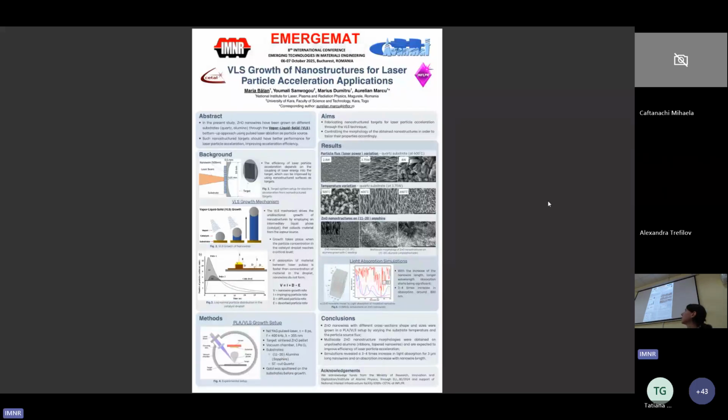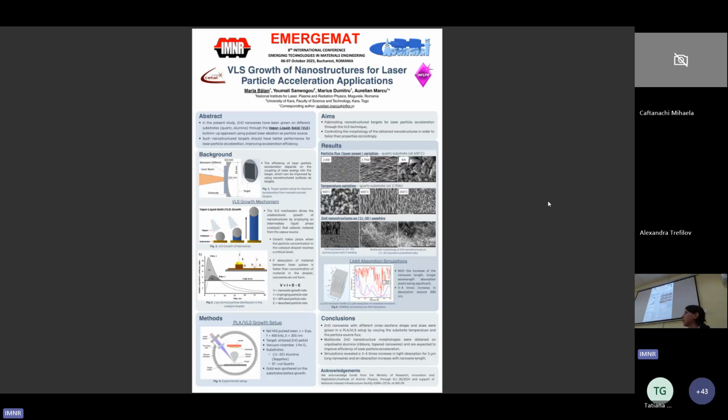Hello, everyone. Thank you for the opportunity to present. I will be brief. This study is about growing primarily nanowires made of zinc oxide, but also other nanostructures, as you can see in the SEM images. The method that we use to grow these nanostructures is called vapor liquid solid. And for the material source, we used laser ablation plasma that was produced in a pulsed laser deposition setup.